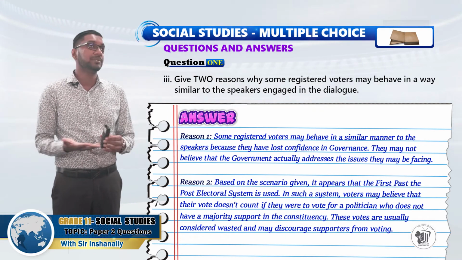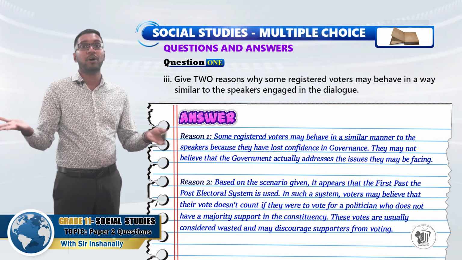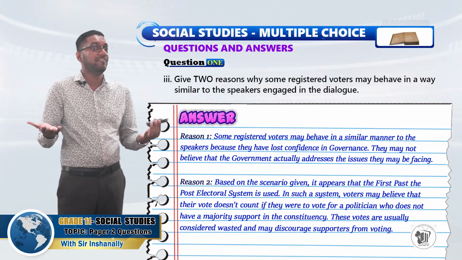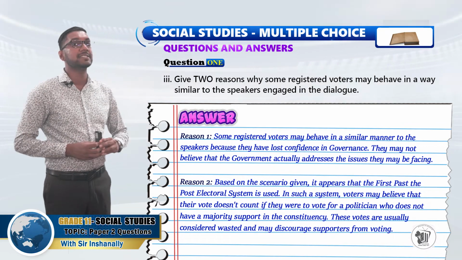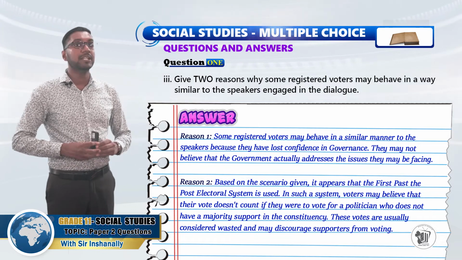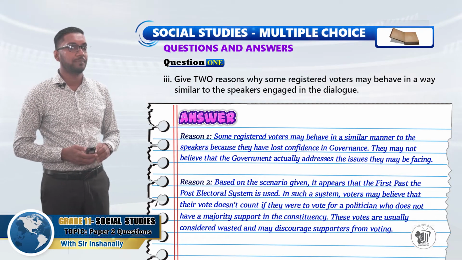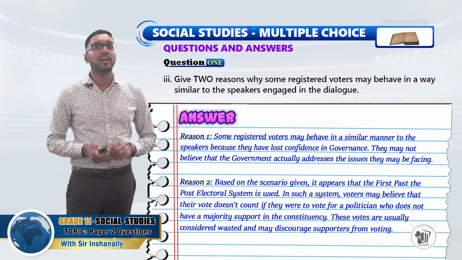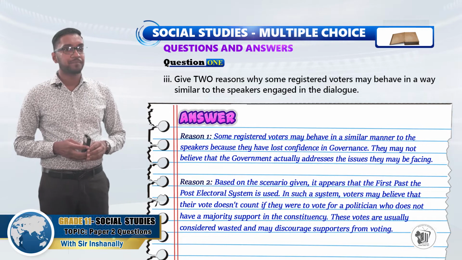They may say something to the effect of, well, it doesn't matter which party is in power, I still don't benefit from it. So that could be one of the reasons why some registered voters may behave in a similar way to the speakers engaged in the dialogue. Can you think of any other reason why voters may stay away?